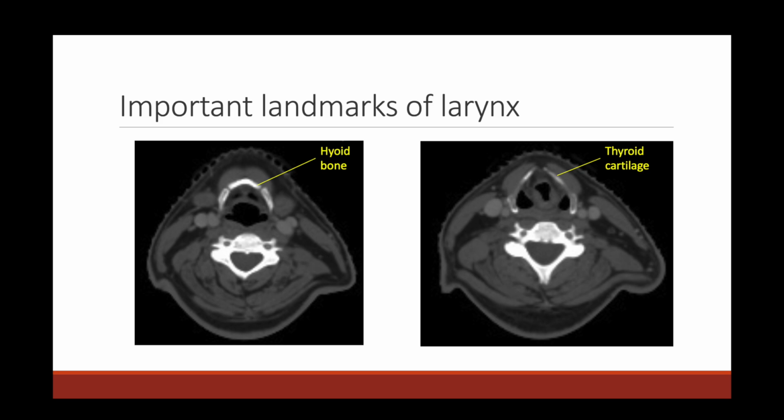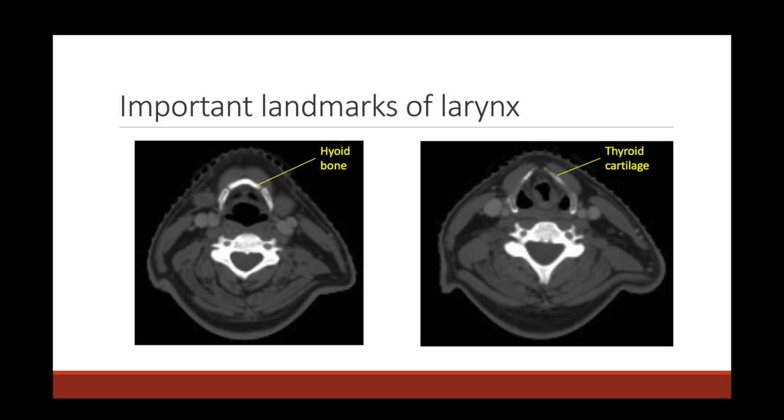So the hyoid bone is shown on the left-sided picture. And remember, that is in the superior aspect of the larynx. It's where our tongue muscles insert. So the hyoid bone is pretty easy to identify. And it's a bony structure, so it's going to be quite hyperdense on a CT scan. It's going to look very white because it's bone.